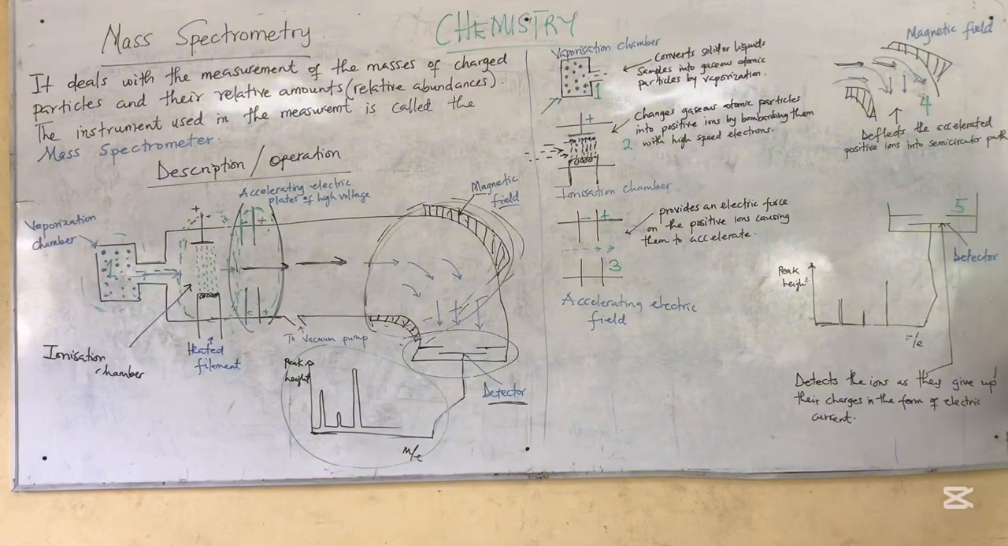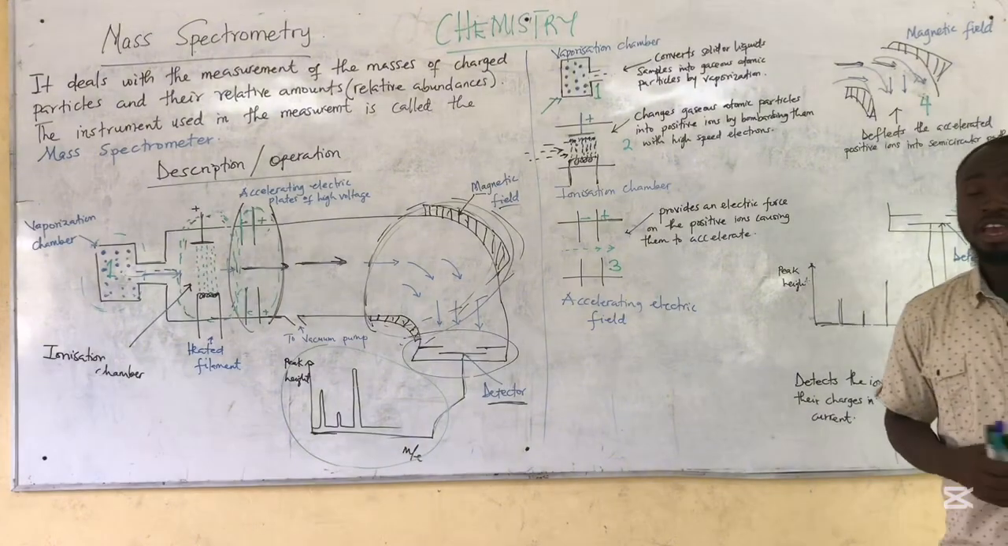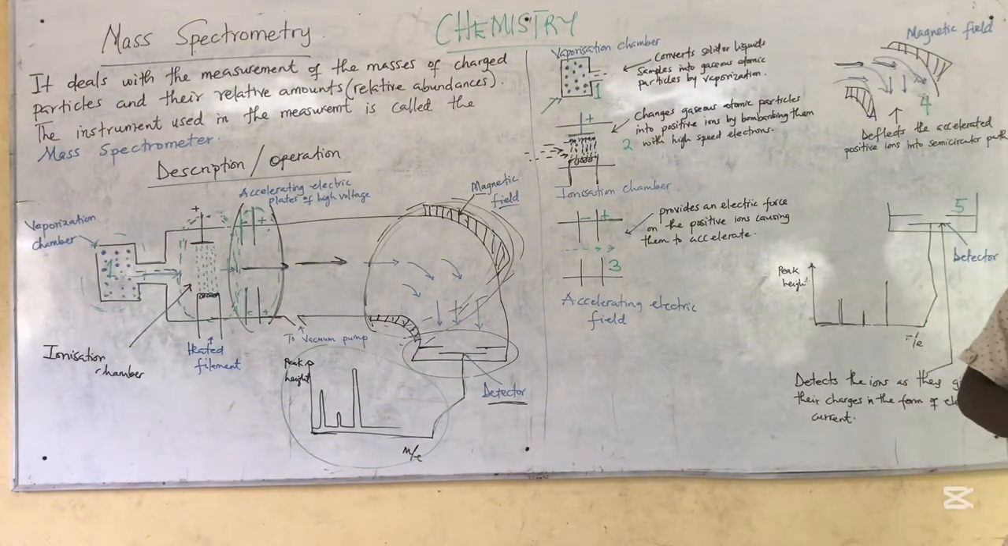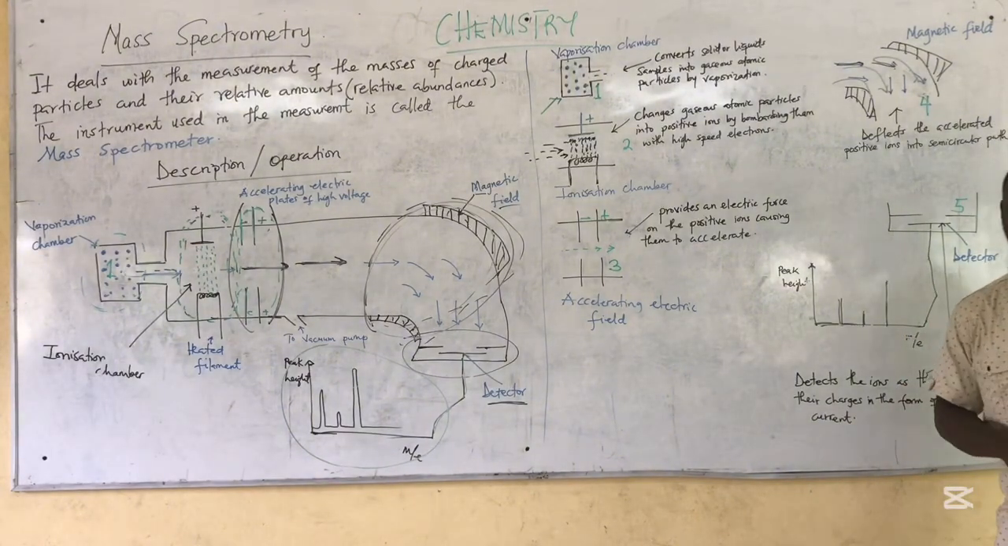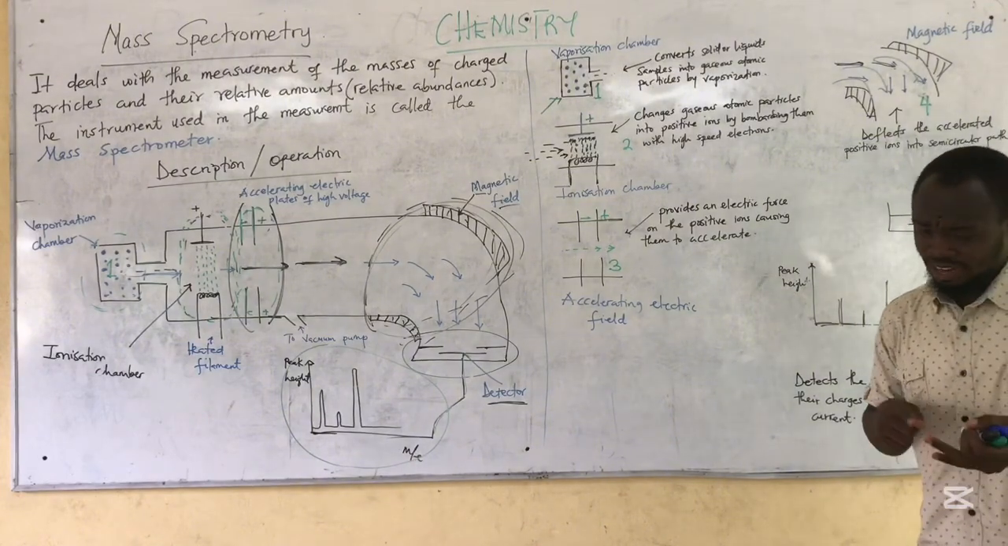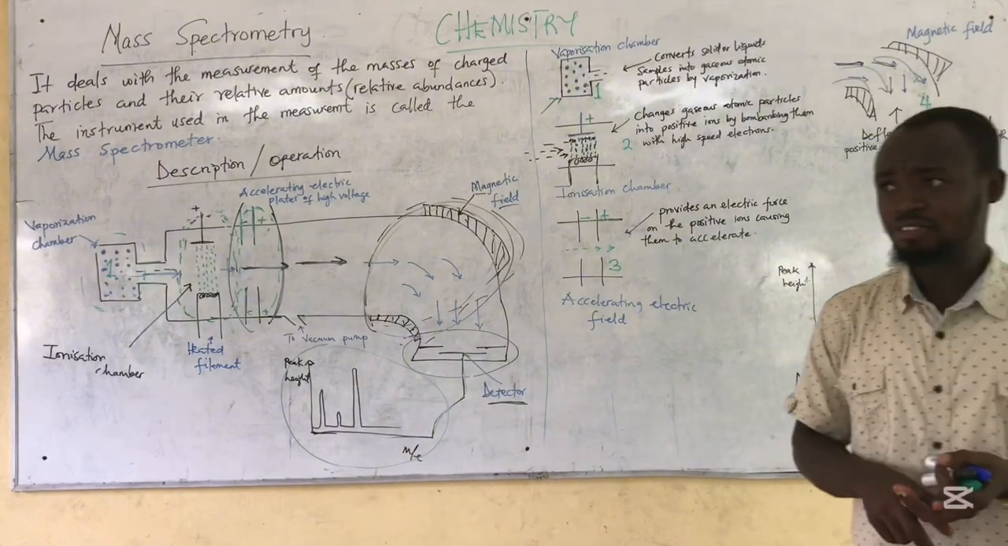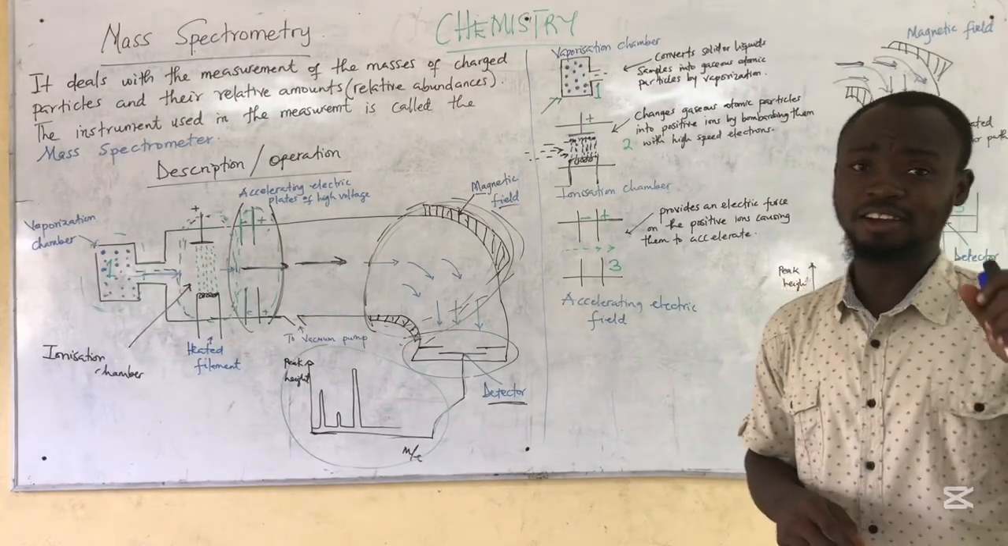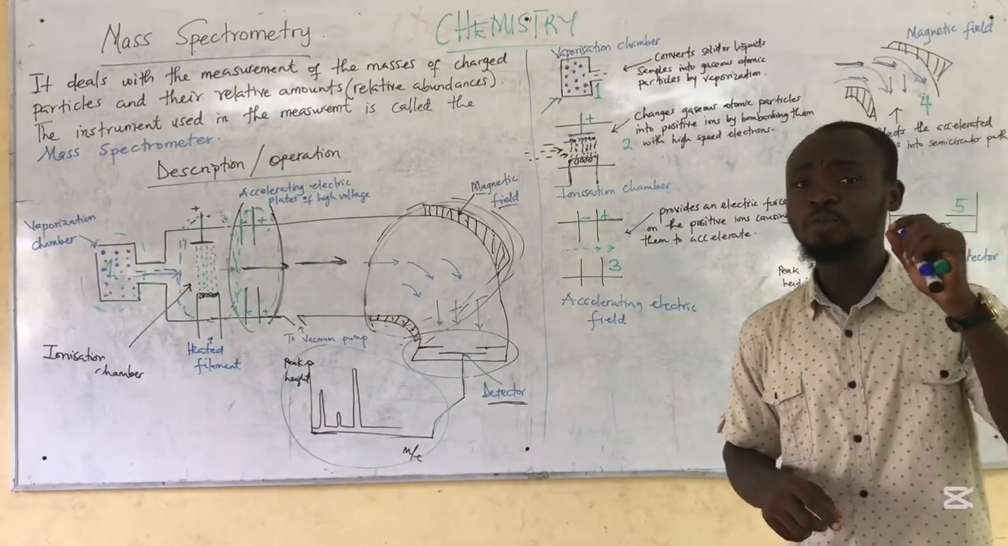That is the operation of the mass spectrometer. The mass spectrometer is used to determine the relative atomic mass of elements, and the relative molecular mass. It is used to determine the number of isotopes present in an element as well. So that is the mass spectrometer. We need to know the essential features: the vaporization chamber, the ionization chamber, the accelerating electric field, the magnetic field, and then the detector. We need to know the operation of the mass spectrometer.